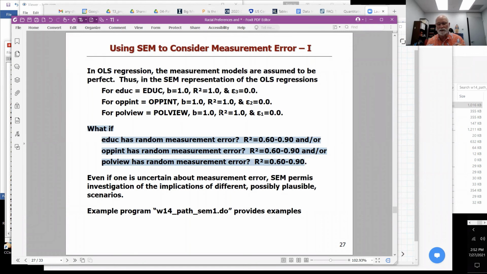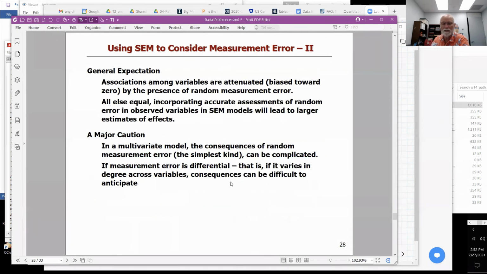You would have to actually type that into your regression specification and own that assumption. In its place, you could plug in some other assumptions. You could say, what if these variables are not measured perfectly? Even if you think they might not be, but you don't know what it actually is, you could plug in hypothetical values to see if it makes a difference. And my example program does that.